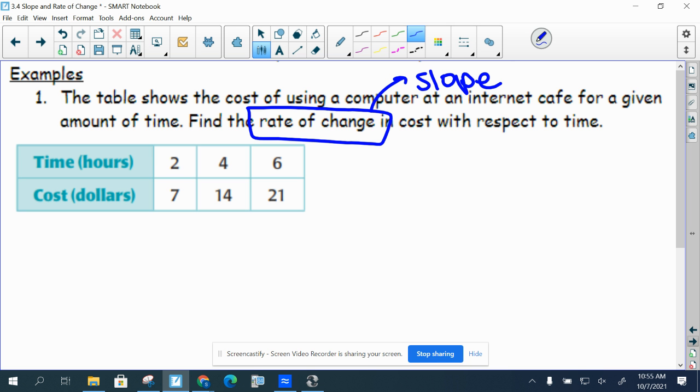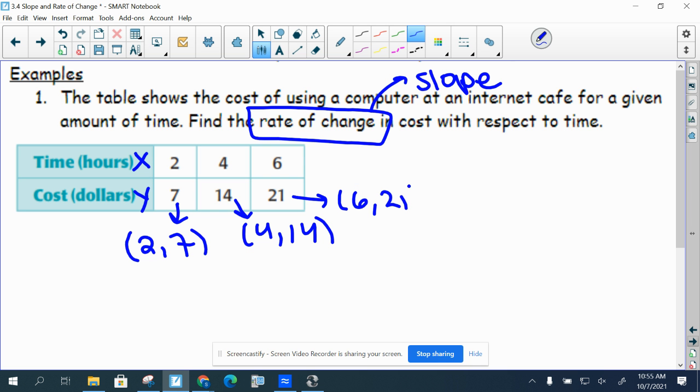So imagine time being your x and cost being your y. So you can convert all of these to coordinates. So this would be 2,7. This one would be 4,14. And this one would be 6,21. So you can take any two of those points and find the slope between them. So let's just pick the first two.